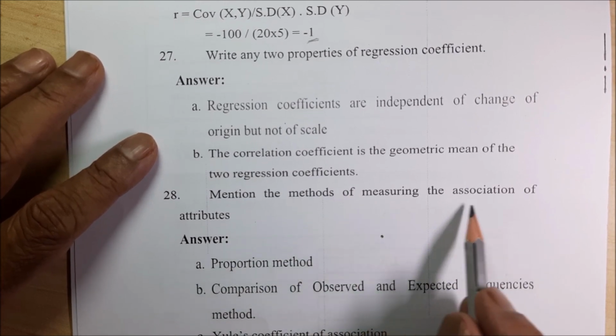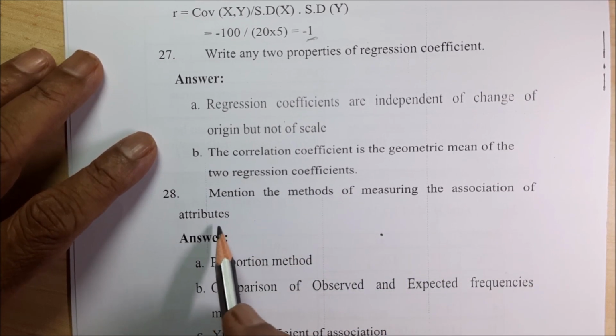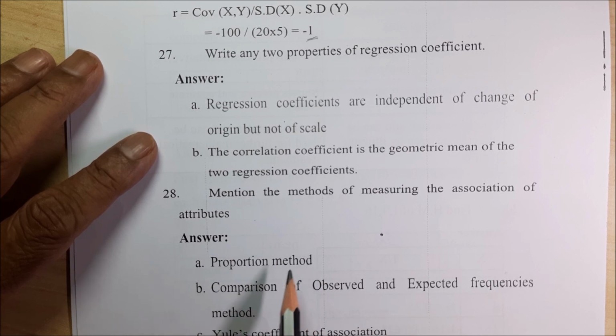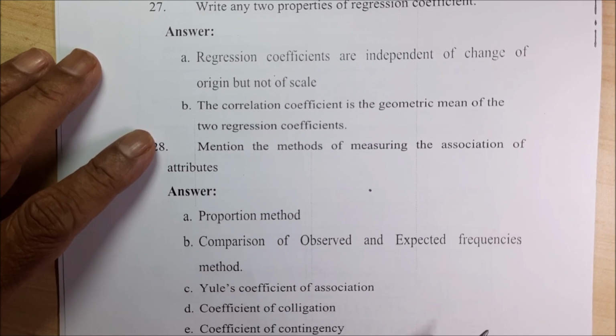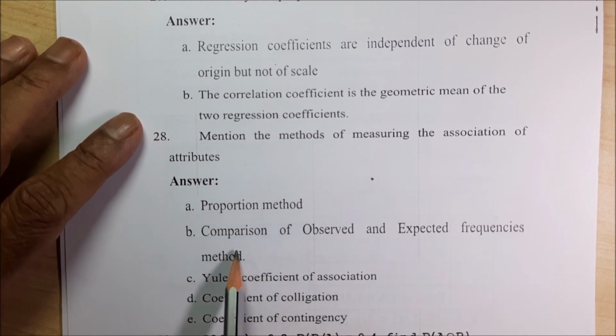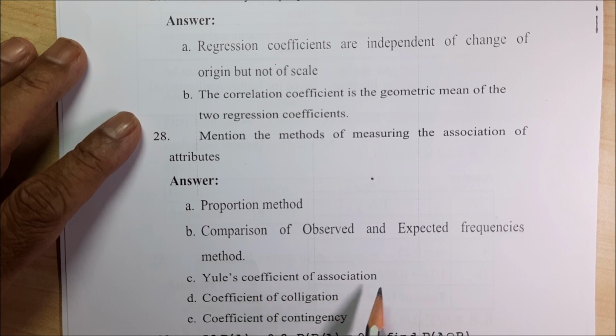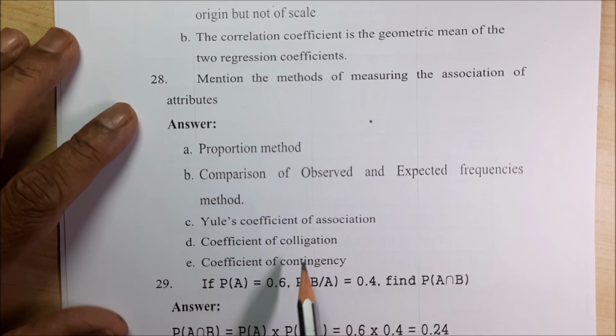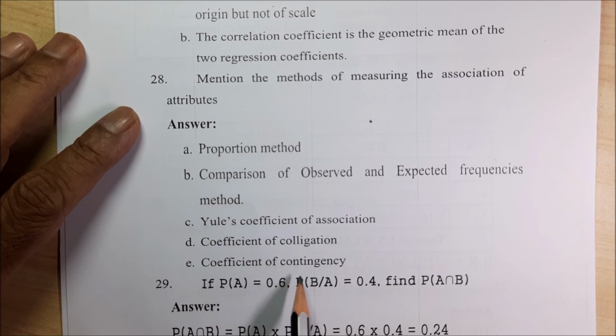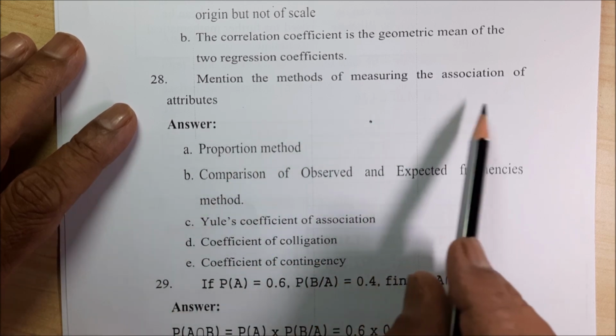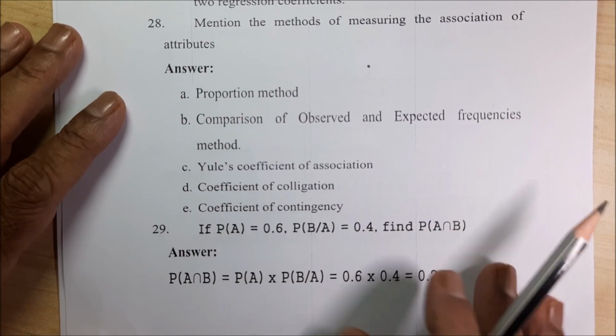Mention the methods of measuring association of attributes. That is, how many methods are there in finding out the association of attributes? Proportion method, comparison of observed and expected frequencies method, then Yule's coefficient of association, coefficient of colligation, then coefficient of contingency, right? These are the methods that we use in measuring the association of attributes.